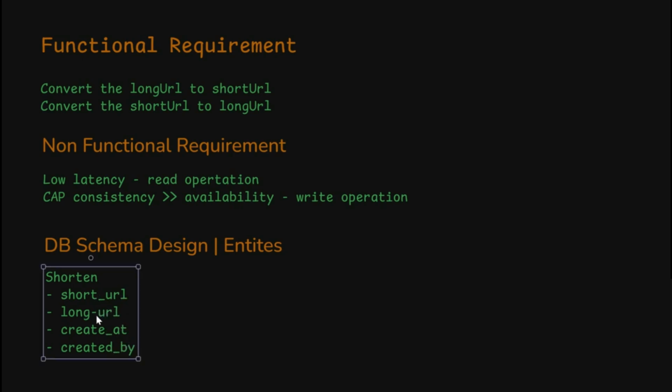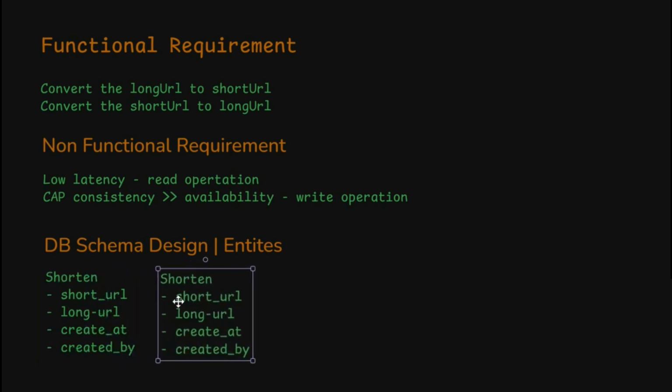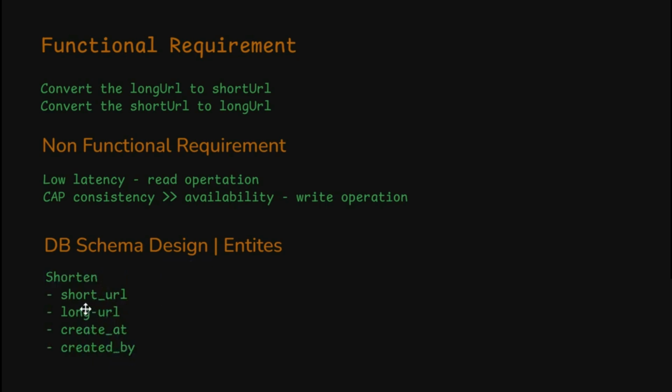Since we need to know which user created it, we must have an entity for the user table. The user will have user ID, user name, email, phone number, etc. As of now, I can think of these two core entities, and as we go, we can add more entities to our system. With that, let's get into the next step, which is API design.